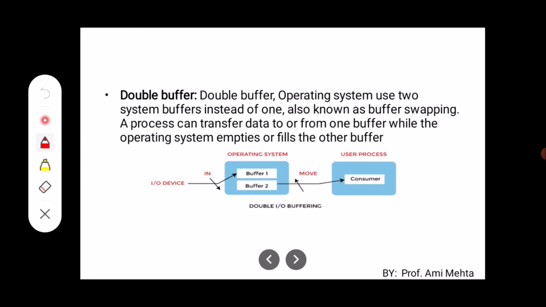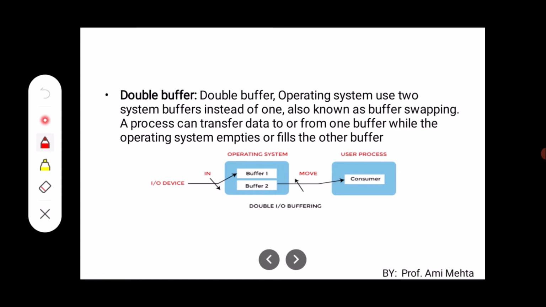Now what if there is a double buffer? The operating system uses two system buffers instead of one, also known as buffer swapping. A process can transfer data to or from one buffer, while the operating system empties or fills the other buffer. So the operating system is busy with one buffer, filling or emptying it, but the input output operation is handled in another buffer. So that is the concept of double buffer.